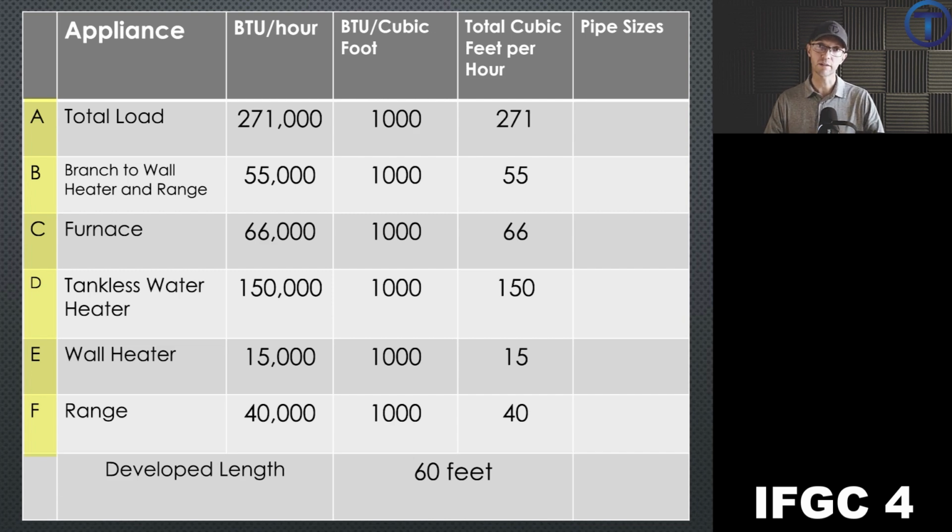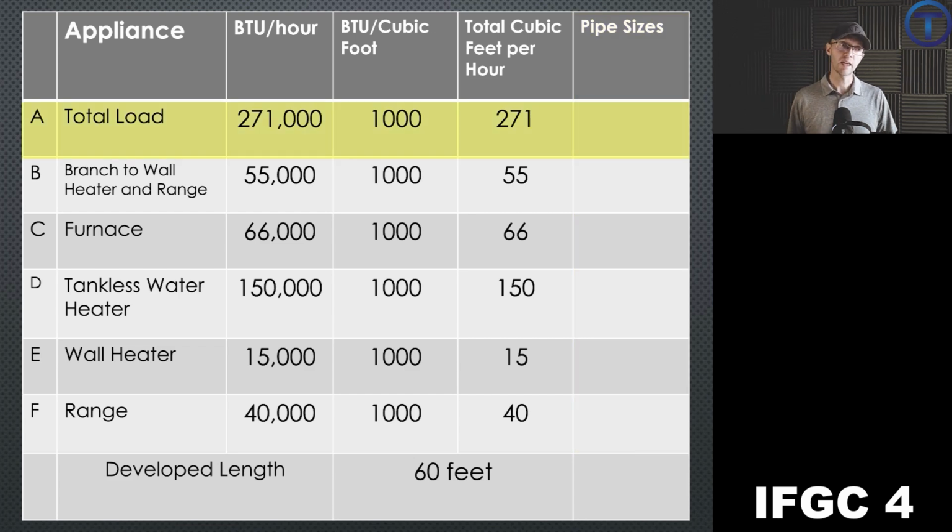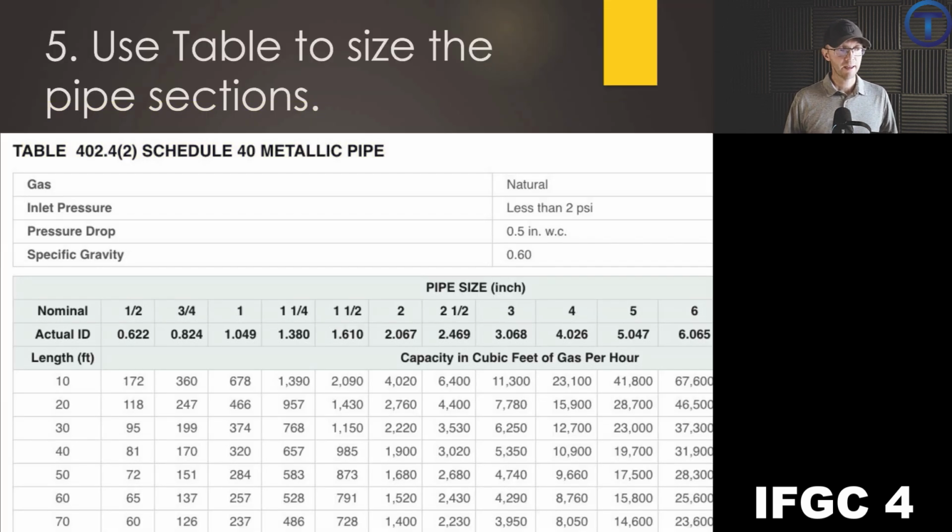I think we're down to what you need in order to size. You've got your sections listed on the left, appliances, BTUs per hour. You bring it over to your cubic feet per hour, and now we're ready to fill in our pipe sizes. Okay, from here we're going to be back and forth a bit on tables. Look at the top. Let's start with A, the total load for the building, 271 cubic feet per hour. Now, when I go to this sizing table, I know that I'm 60 feet in developed length.